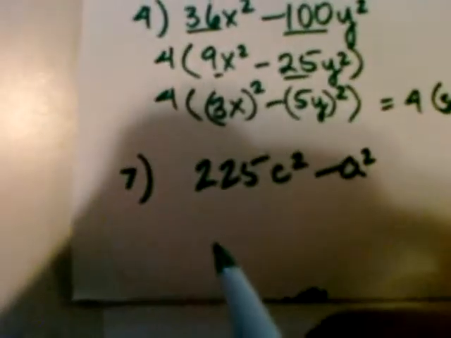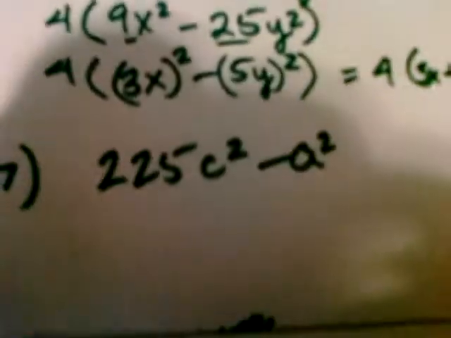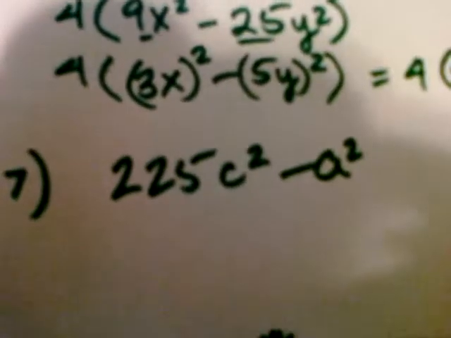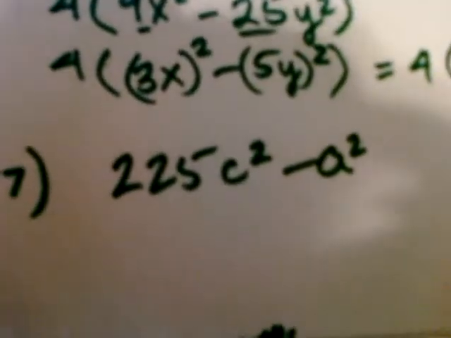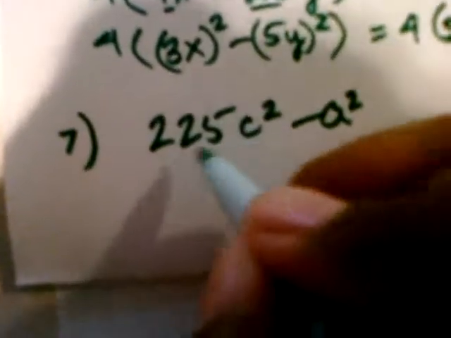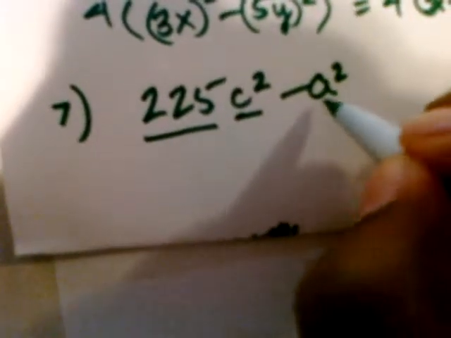Let's look at this one. And looking at it, I'm looking at that 225. It's always good to know your perfect squares. And so I know that the square of 15 is 225. So I know that this is in fact a perfect square. This is a perfect square. This is your difference. And this is a perfect square.